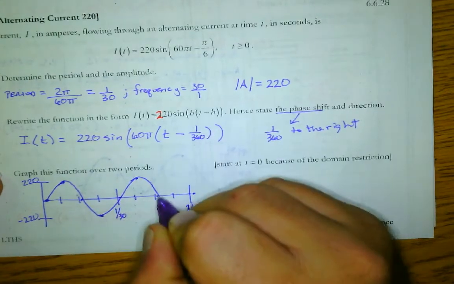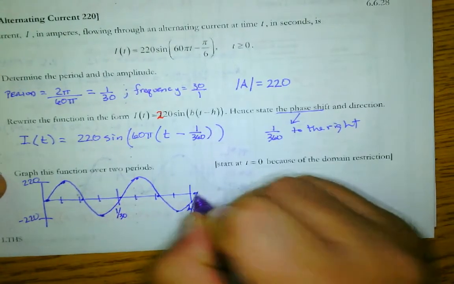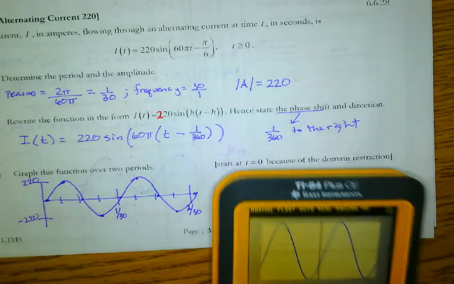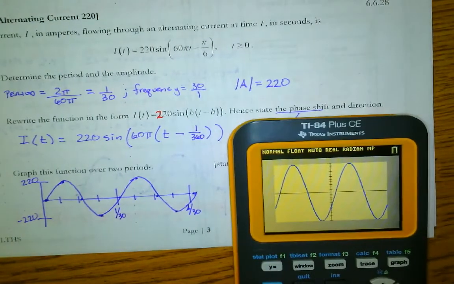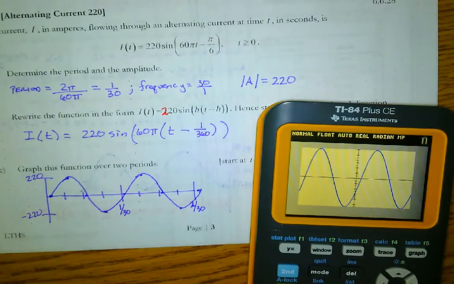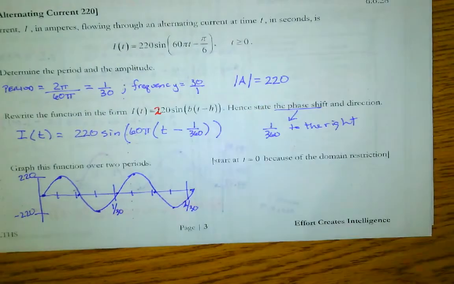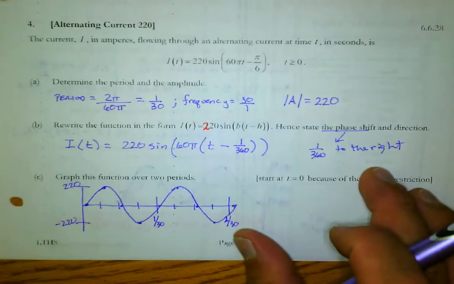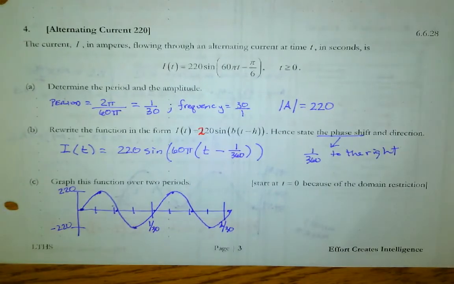Alright, so I've got the general idea of my graph. Okay, so playing with the window is very, very important. If you have the wrong window, your graph may not look correct. All right, so that's a very nice problem, fairly straightforward to work through. Okay, if you have questions, make sure you ask them for clarification.